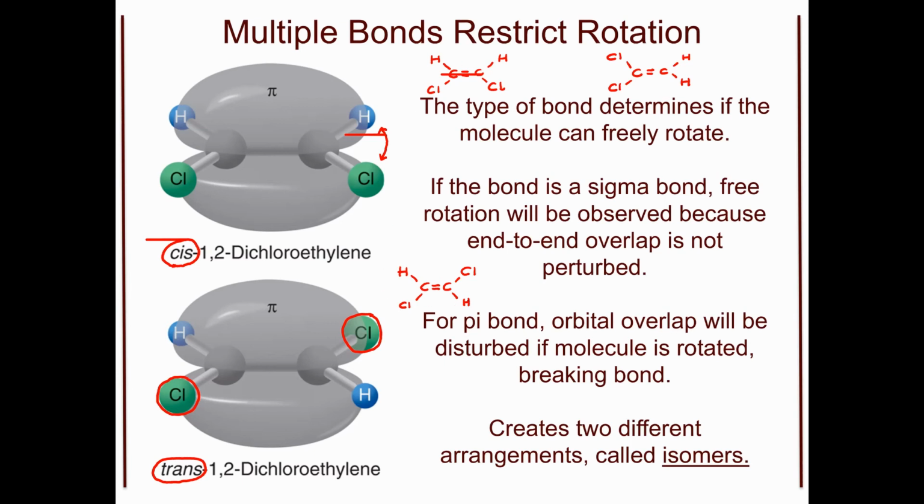These two species are either called stereoisomers or we just call them isomers because they have different three-dimensional geometry. It is important that you know the difference between these two molecules.